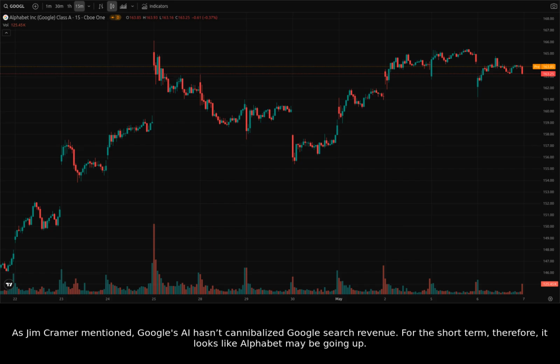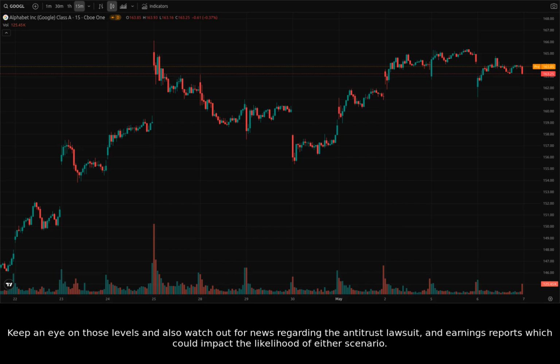As Jim Cramer mentioned, Google's AI hasn't cannibalized Google's search revenue. For the short term, therefore, it looks like Alphabet may be going up. Keep an eye on those levels and also watch out for news regarding the antitrust lawsuit and earnings reports, which could impact the likelihood of either scenario.